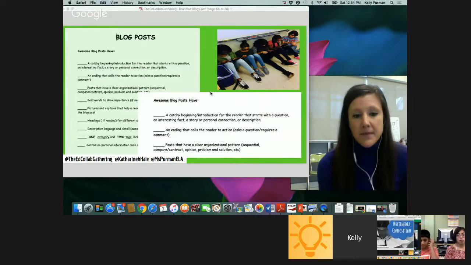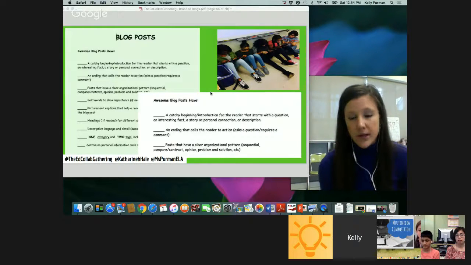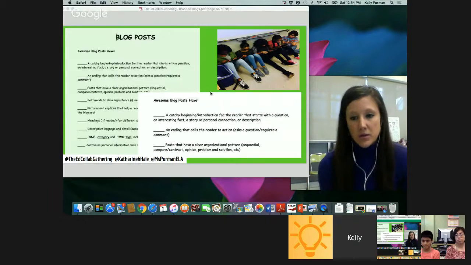We did the same thing with ending the blogs. We talked about 2 different ways to end blogs, calling the reader to action and asking a question, something that might require a comment where they want their peers or whoever's reading their blog post to respond. Again, they tried different types of endings, and then they're able to choose the one that best goes with the post that they're writing.